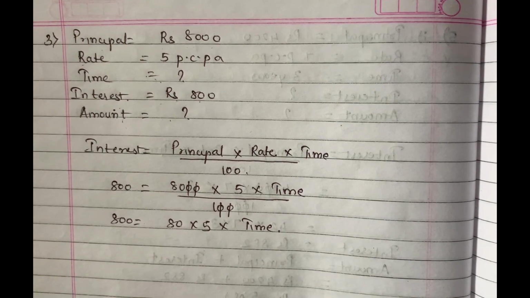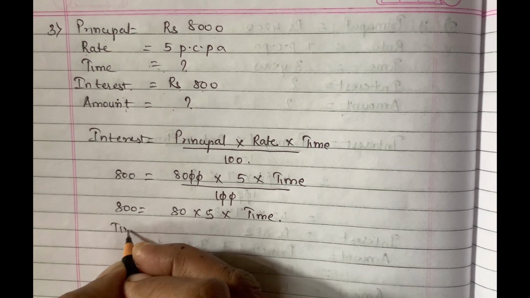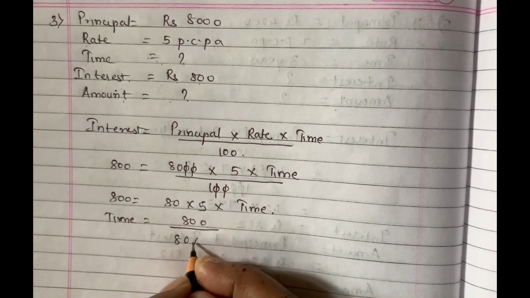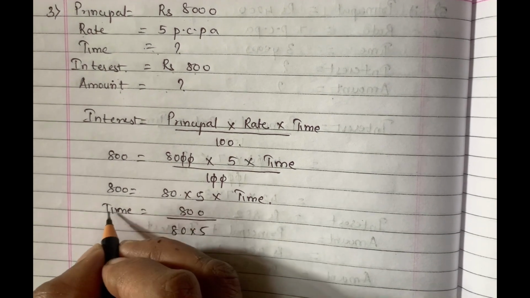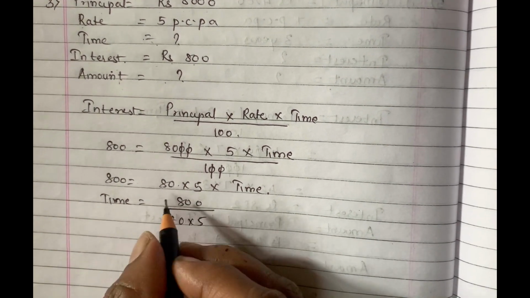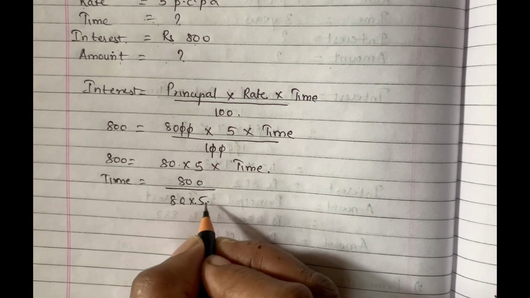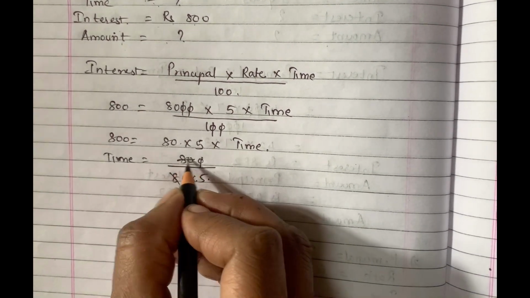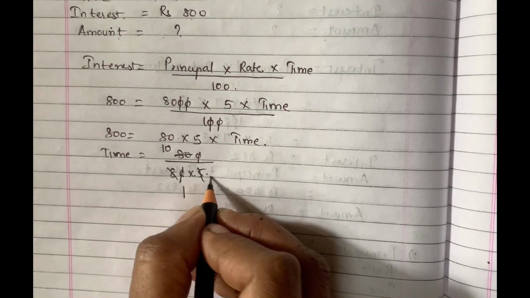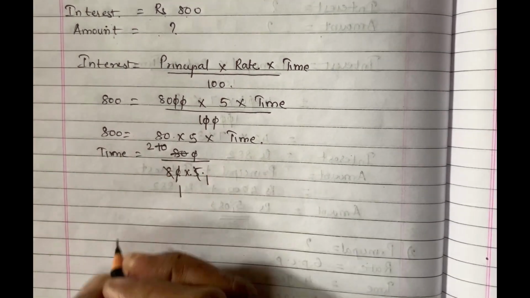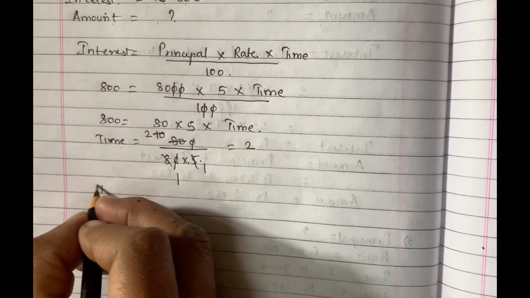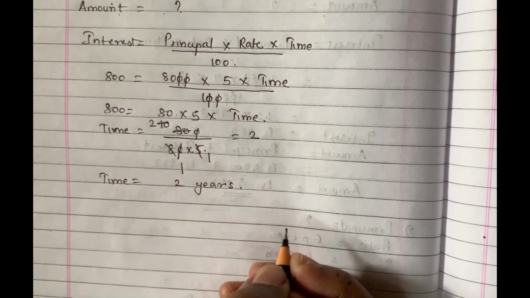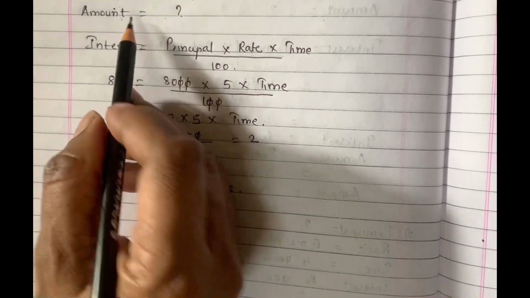So we will cross multiply now. So time will become 800 upon 80 into 5. The numerator has come to the denominator. We have cross multiplied. So 800 upon 80 into 5. 1 0 1 0 get cancelled. 8 1s are 8, 8 10s are 80. 5 1s are 5, 5 2s are 10. So you get 2 as the answer. So time is how much? 2 years.